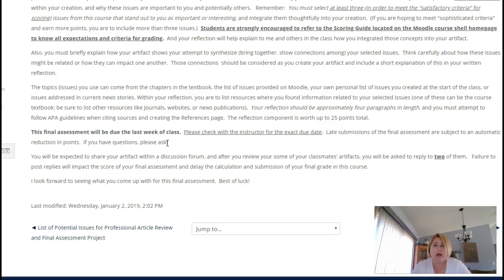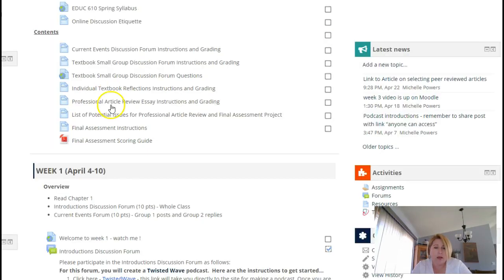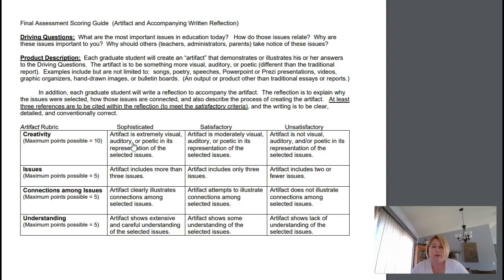All right, so now I want to take us to the rubric. So I'm going to jump back here real quick. Let's see, where is this going? There it is. Takes me a second, sorry. Hang on, it's loading.